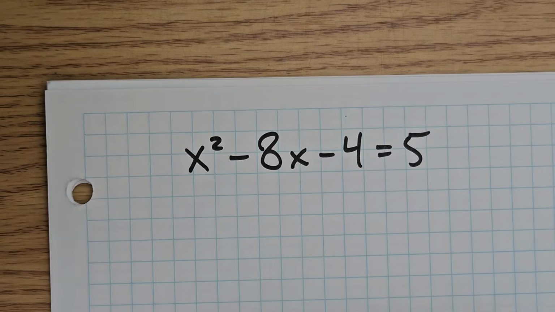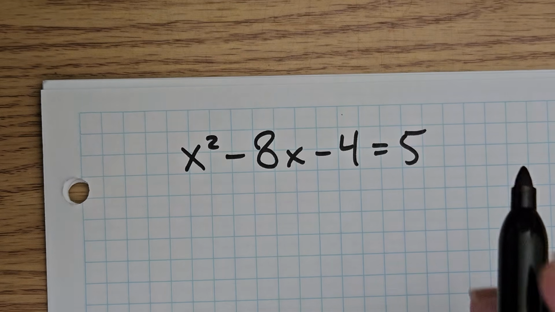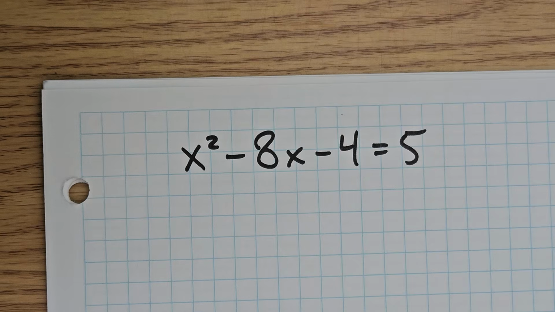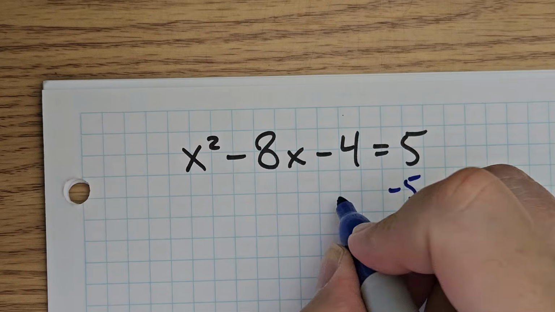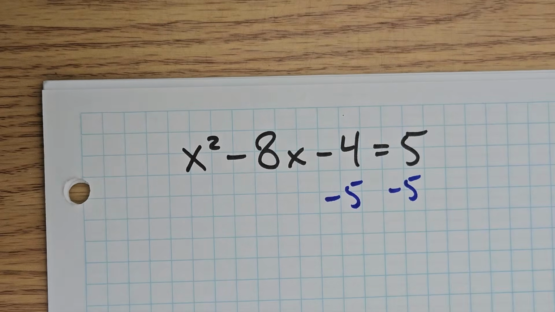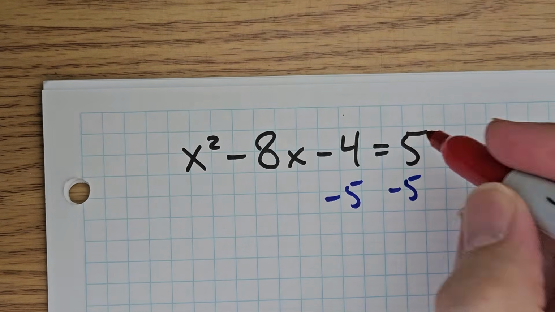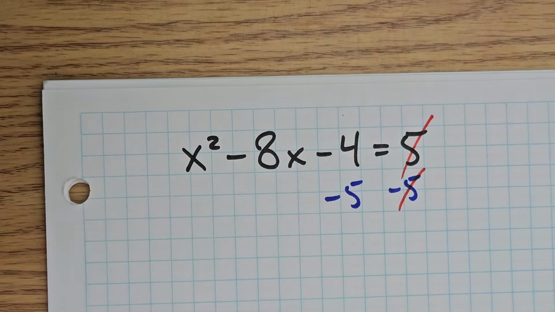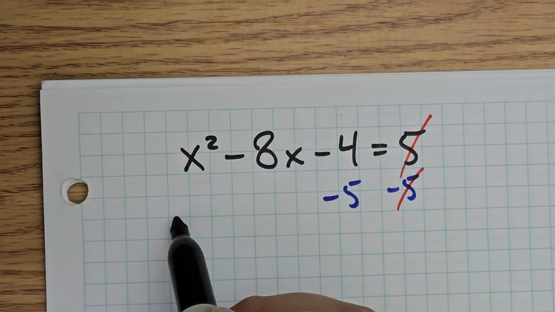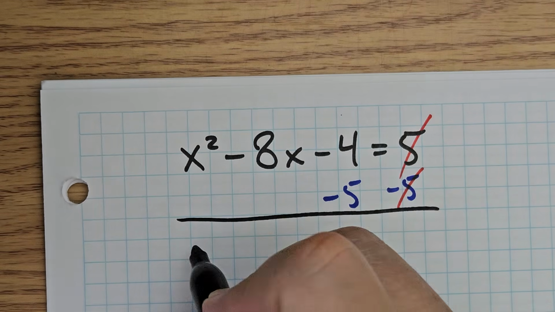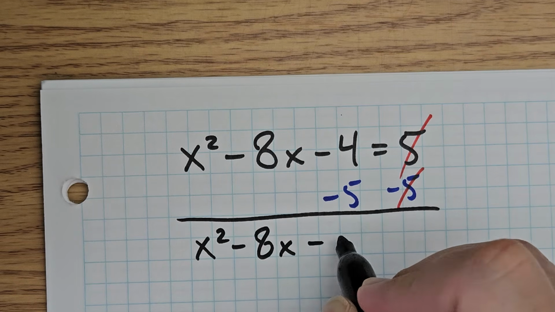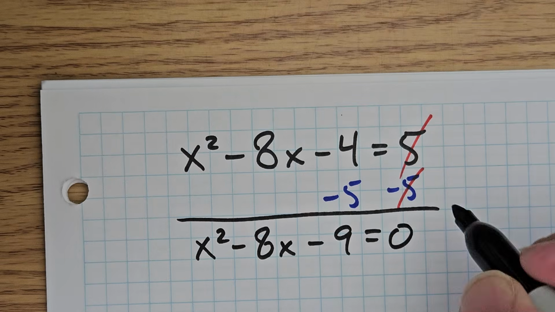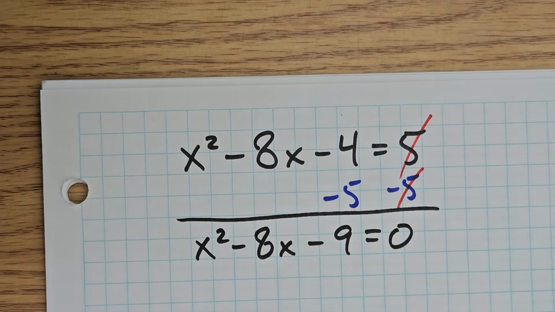But first, we're going to go ahead and do step one, which is to put it in standard form. And that is to move all of the terms to the left of the equation in descending order. So I'm going to subtract 5 from both sides. And that's going to give me x squared minus 8x minus 9 equals 0.